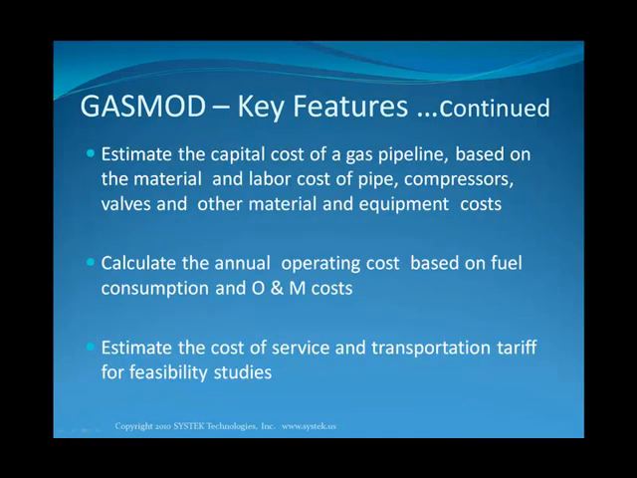In addition to the hydraulic aspects, some additional features include the calculation of the capital cost of a gas pipeline based on material and labor costs of pipe, compressors, valves, and other materials and equipment costs. Calculate the annual operating cost based on the fuel consumption and O&M costs. Finally, estimate the cost of service and tariff for conducting feasibility studies.